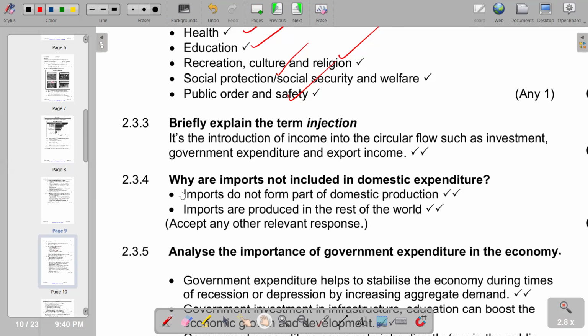Then 2.3.4 is why are imports not included in domestic expenditure? Because imports do not form part of domestic production. Also, imports are produced in the rest of the world. So they are not included in domestic expenditure.